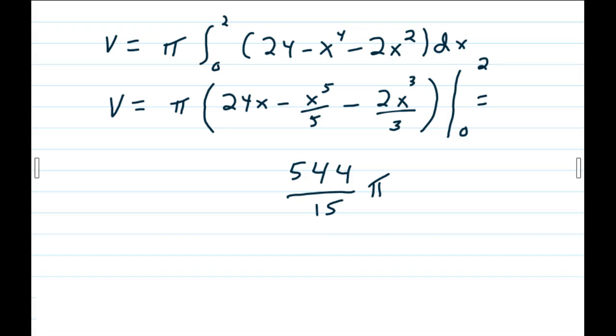Hopefully you're using your calculator for these kinds of computations. And your answer is 544 over 15 pi.